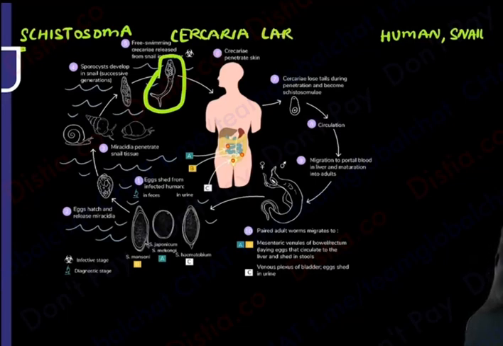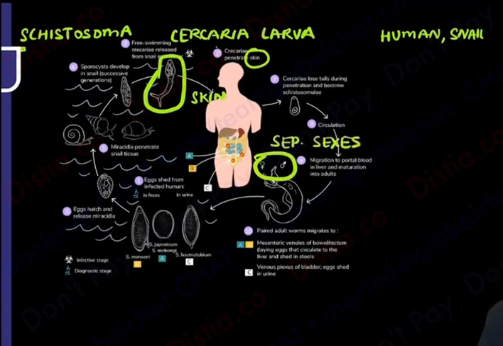Okay, how is it coming? S says, is it coming by eating or by skin? So you will say, obviously, this is going to penetrate the skin. So there is going to be skin penetration. After that, male, female separate. Yes, I can see the separate sexes also going on over here. After that, once the male and female will mate, I can see the eggs being laid down.